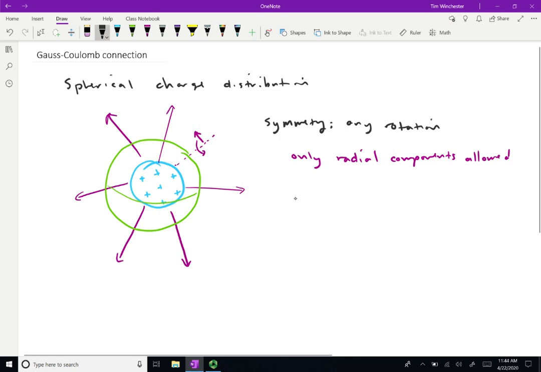So in this case, the integral of E dot dA is just going to be E times the area, because E and A are in the same direction. And that is going to be the electric field times the area of a sphere, which is 4 pi r squared. Meanwhile, that is the total flux, and the total flux, according to Gauss's law, is equal to Q enclosed over epsilon naught, which in this case is just the charge of the sphere.